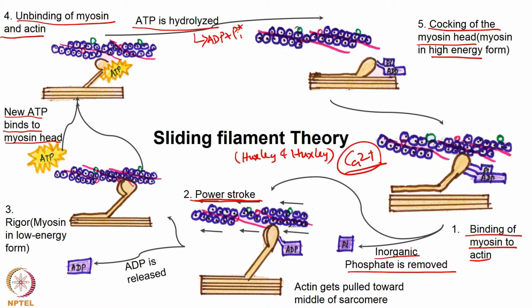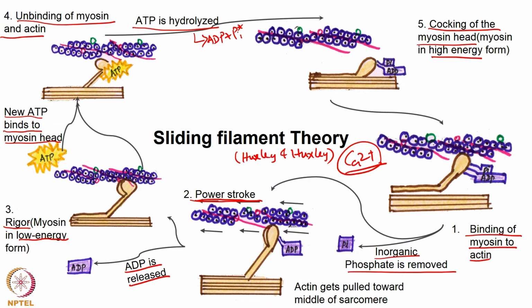After the power stroke, what happens? ADP is released, then myosin goes to a low energy state. Because there is no more ATP, myosin is attached to actin in a relatively low energy state. This is called rigor, right.